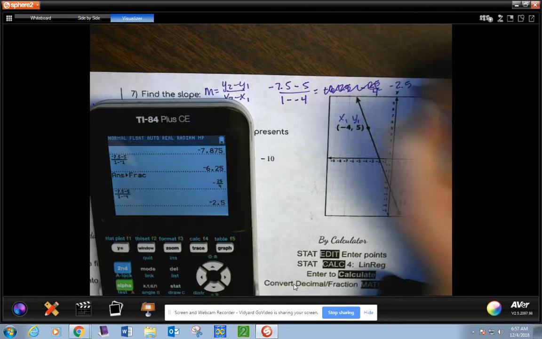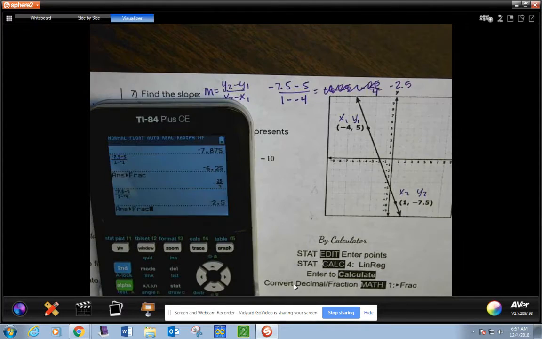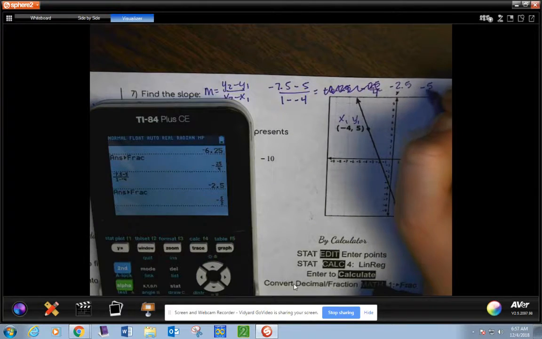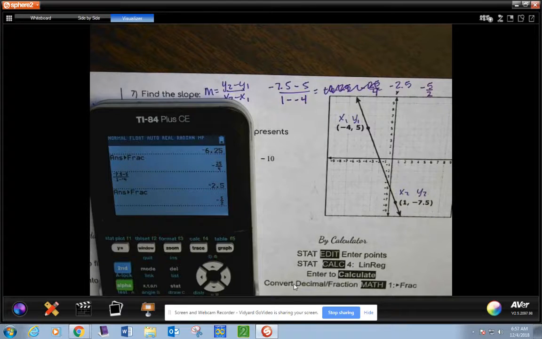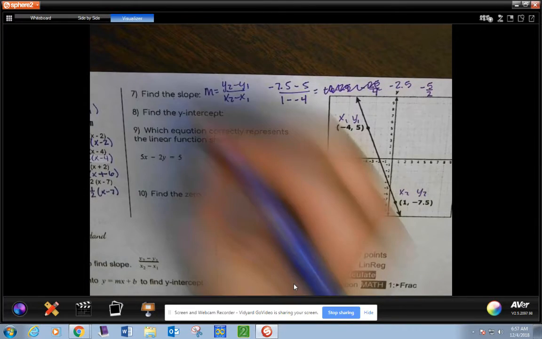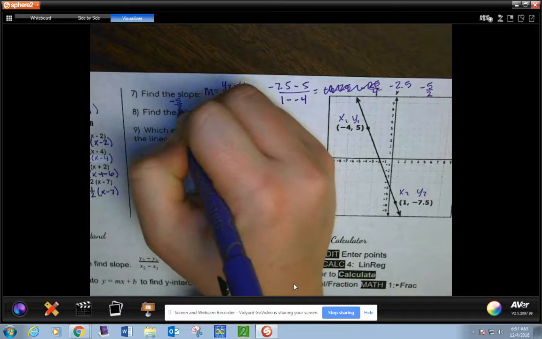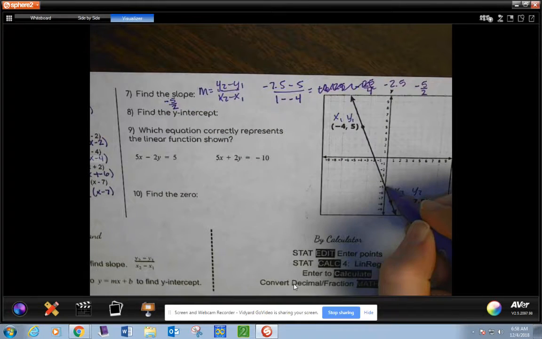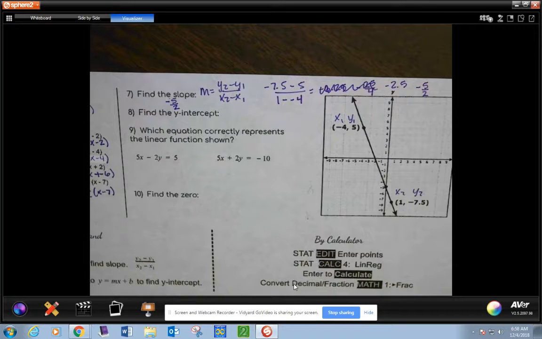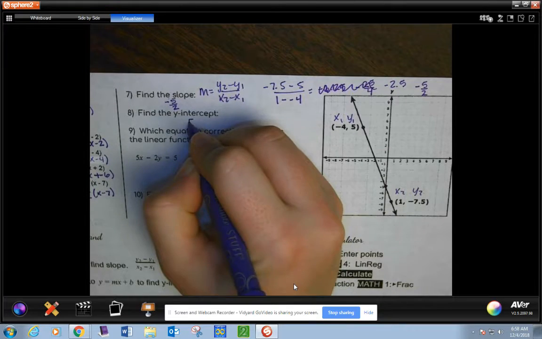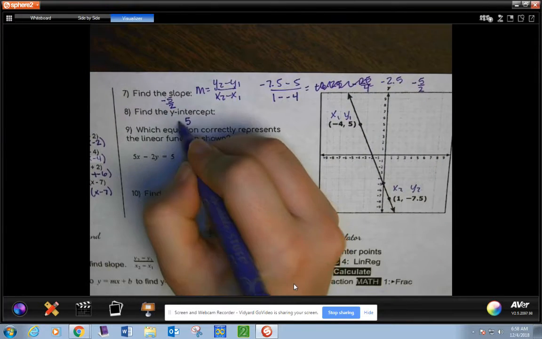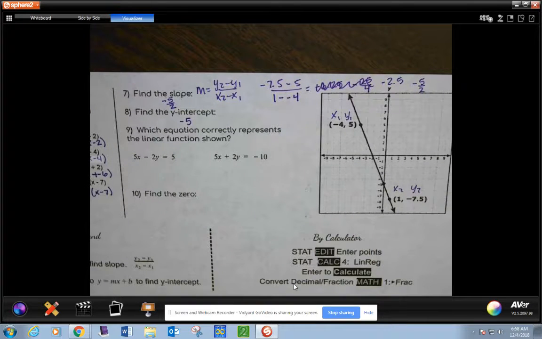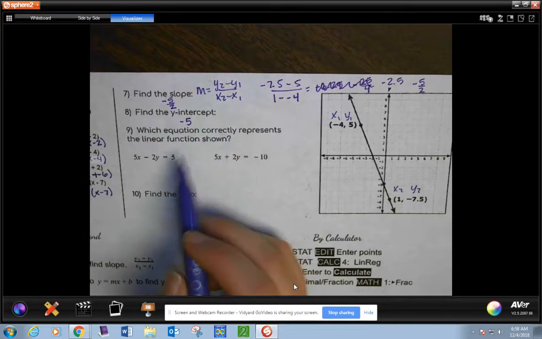So you get negative 2.5. And then when I turn that to math, enter, I have negative 5 over 2. Okay, so that is my slope. So I'm going to write this over here. Slope is negative 5 over 2. Okay, now y-intercept, this one's really easy. You're just looking to see where it's crossing the y-axis, and it's crossing the y-axis at negative 5.